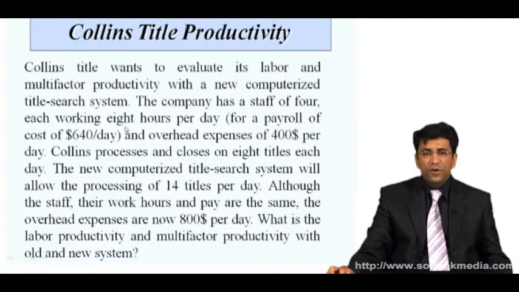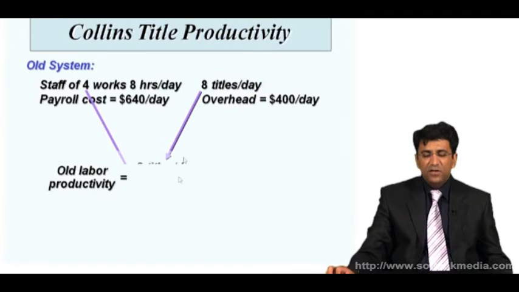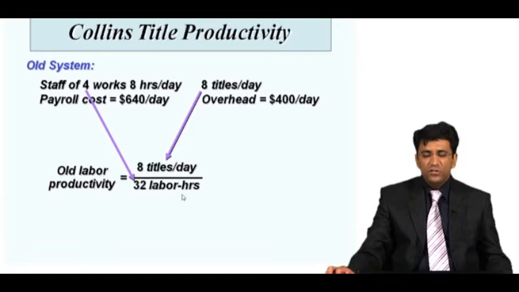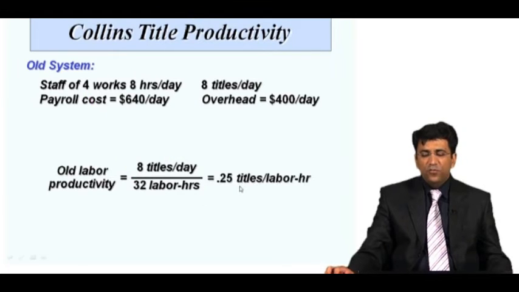Again, that is 4 multiply 8, 32. So this is actually our productivity with the old system. It will be equal to 0.25 titles per labor hour. Now we want to calculate the labor productivity again for the new system.